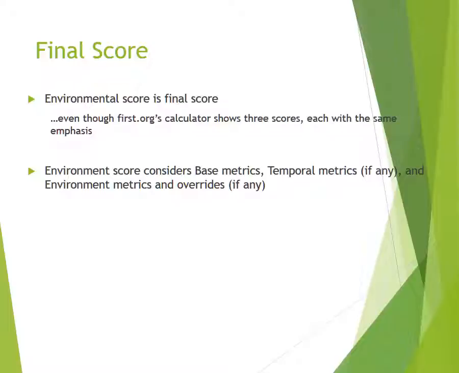And my final slide is, what is the final score? The environmental score is the final score. If you look at the CVSS calculator on first.org, it shows all 3 scores. There's a base score, a temporal score, and an environmental score, and it shows them with the same emphasis, same color, same boldness. Well, the environmental score considers the base metrics, temporal metrics, if any, and environmental metrics, and overrides, if any. So that is the final score you use in your calculation of what your actions should be.